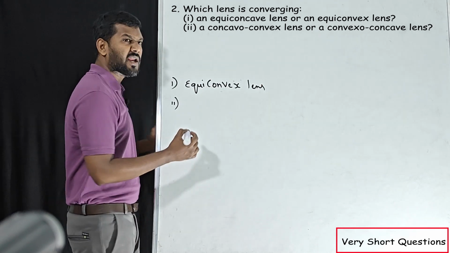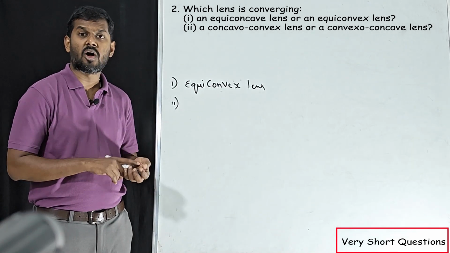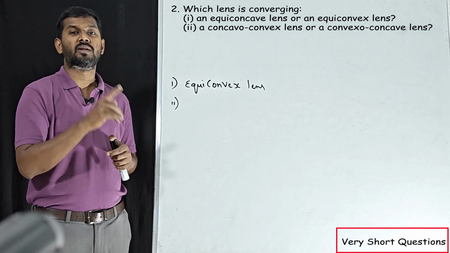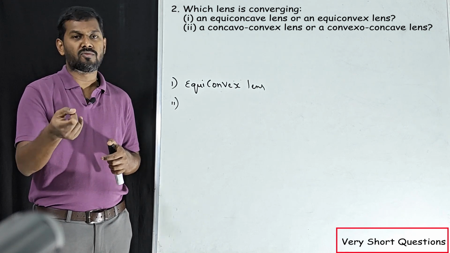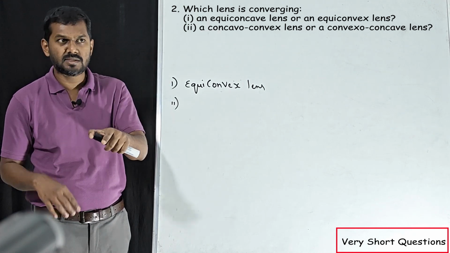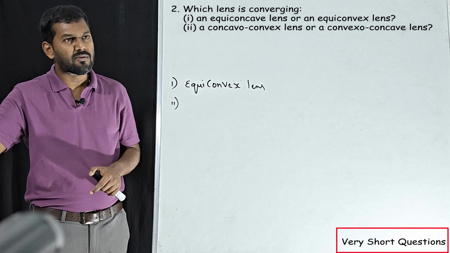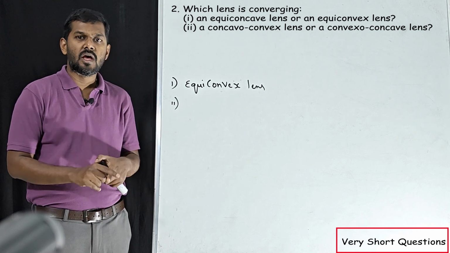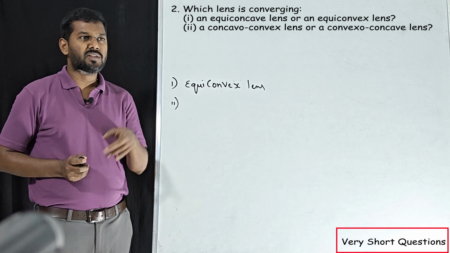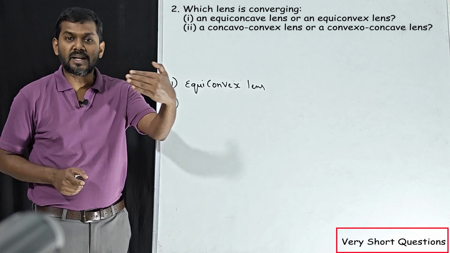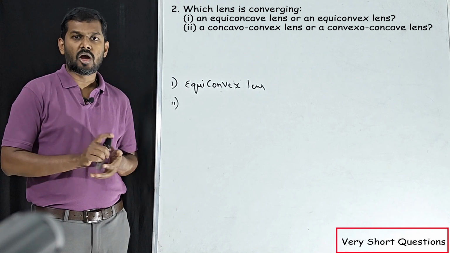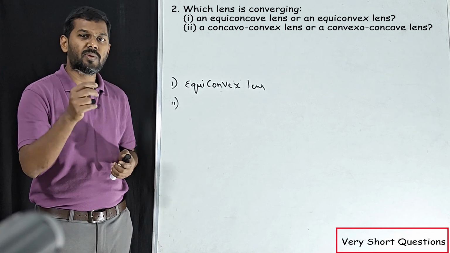Convex. Second one is a combination of both lenses. In one lens only we have both a combination, concave and convex, convex and concave. So out of these two, concavo-convex lens or convexo-concave lens, which is the converging lens? How to identify this one? Very simple. In this kind of situation, at the end it has to be convex. The second lens should be convex.